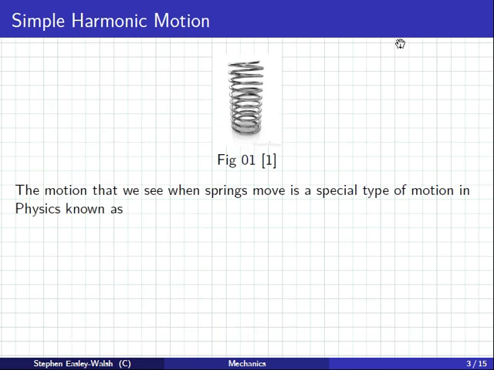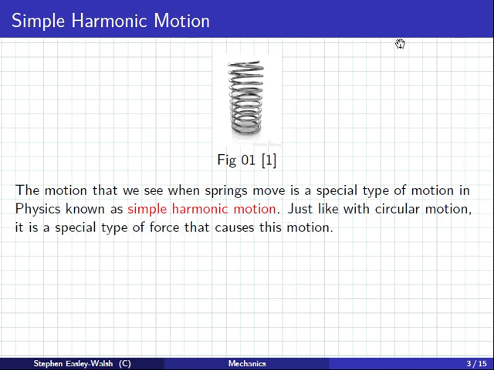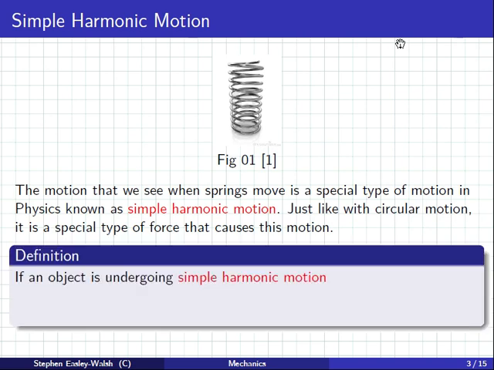Now, the motion that we see when springs move is a special type of motion in physics. It's not just springs, but that's just one example. This is an example of what's called simple harmonic motion. So it's motion that basically is up and down, or left and right. This is simple harmonic motion, roughly speaking. And just like with circular motion, there's a special type of force that causes this motion. With circular motion, it was a force that was perpendicular to the velocity and towards the center of the circular motion.